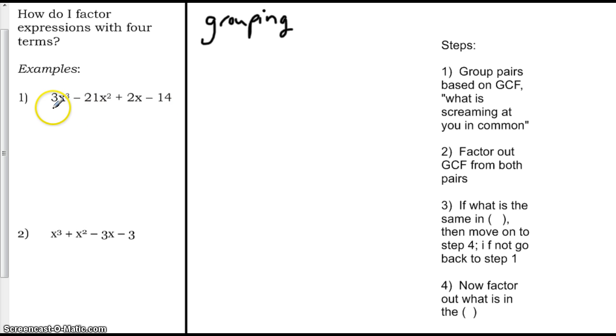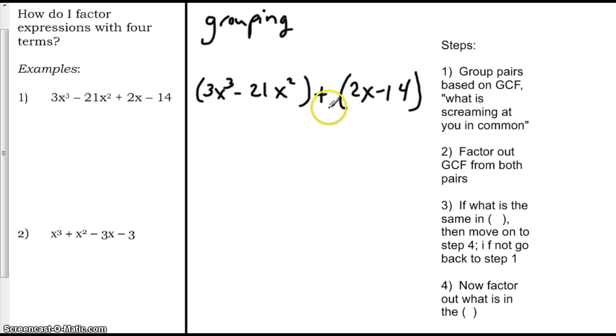Because right now these 3 and the 21 is screaming at me that they both have a common factor of 3, and then 2 and 14 have a common factor of 2. So I like the order it's in. We could rearrange it, but I'm going to go ahead and leave it in the order it's in. So once you've decided, you go ahead and group them using parentheses. And once you've written down your 2 sets of pairs, then we're going to be factoring out the greatest common factor from both pairs. So they'll be different what's in common on your 2 sets of pairs.